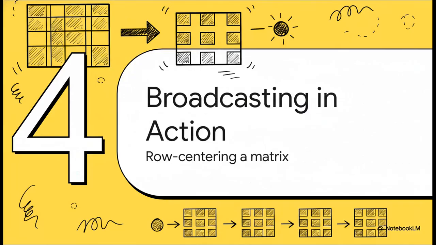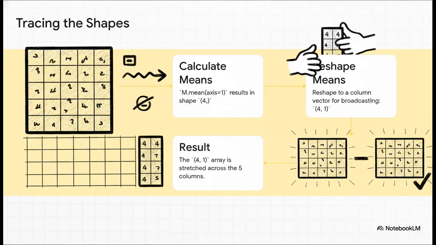Okay, the rules are one thing, but let's see how broadcasting can solve a really common task in data science. Imagine you have a matrix of data, and for each row, you need to subtract that row's average from every single element in the row. This is called centering your data, and it's a super standard pre-processing step in tons of machine learning algorithms. Let's trace how the shapes work here, step by step.